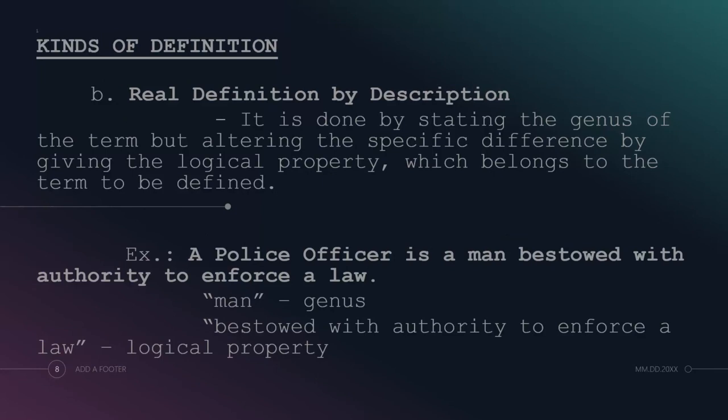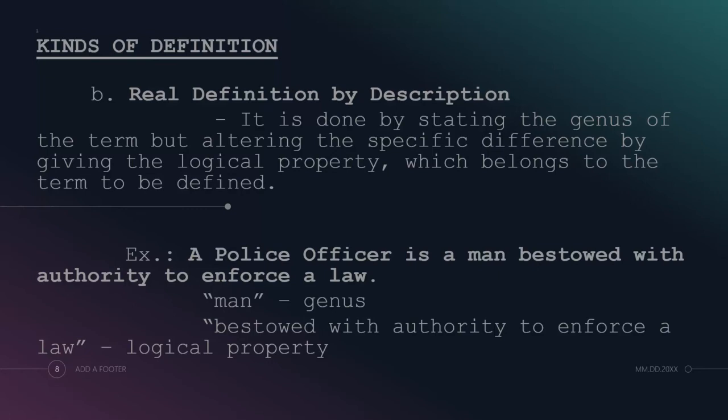Next is real definition by description. It is done by stating the genus of the term but altering the specific difference by giving the logical property which belongs to the term to be defined. So, alam naman natin ba yung genus? Ito yung parang animal, ito yung parang yung talagang classification niya talaga, general classification niya, like animals, birds, diba ganon? While yung specific difference, ito yung mga extensions of the definitions.